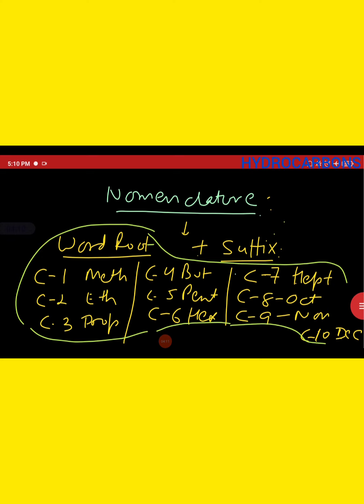Hydrocarbons are made up of a word root and a suffix. If the hydrocarbon contains one carbon, then the word root meth is used. And for 2, eth; for 3, prop; for 4, but; then pent, hex, hept, oct, non, and dec. The suffix in case of alkanes is ane, in case of alkenes, ene, and in case of alkynes, yne is used.